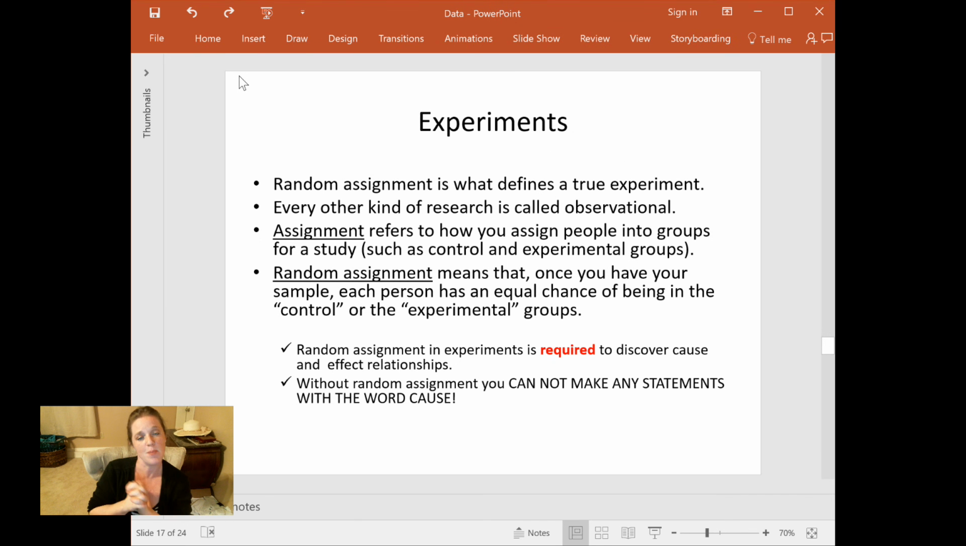All right, but if you are going to do a true experiment, you do need to do something called random assignment. Now, this is different than random selection. Remember how random selection is always super important? It's how you make sure your samples look like your populations. Well, there's another phrase called random assignment, and it's only relevant if you're doing a true experiment.